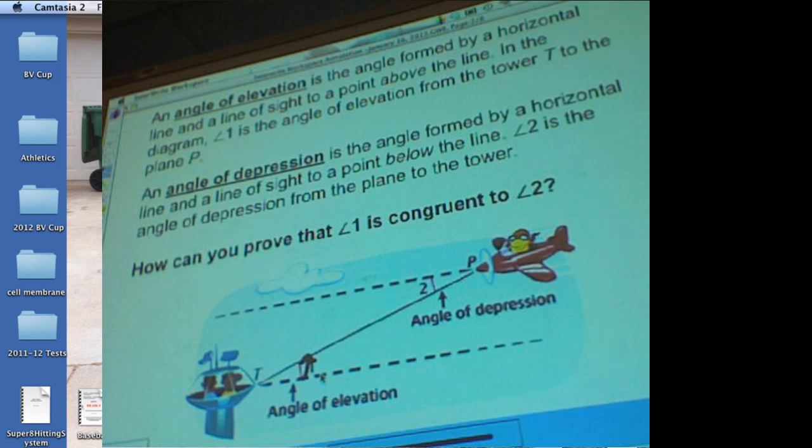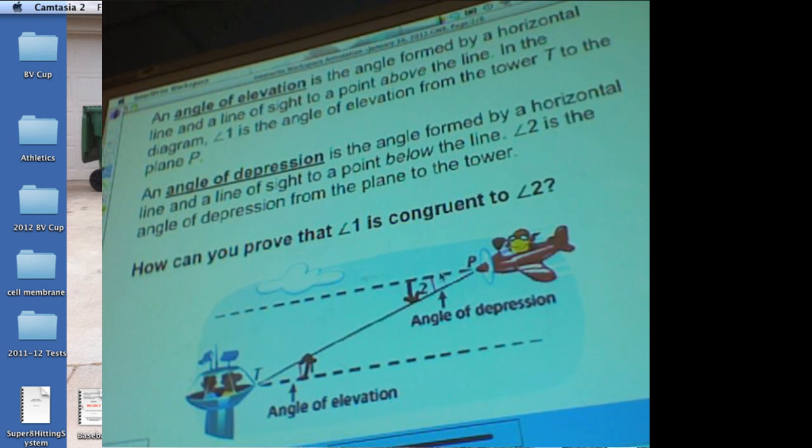An angle of depression is the angle formed by a horizontal line and the line of sight to a point below the line. Just like depression, you are pressing down. So here's our airplane, here's our horizontal line. We have to go down to see our object. That is your angle of depression.